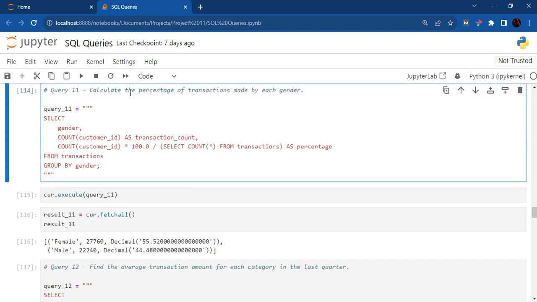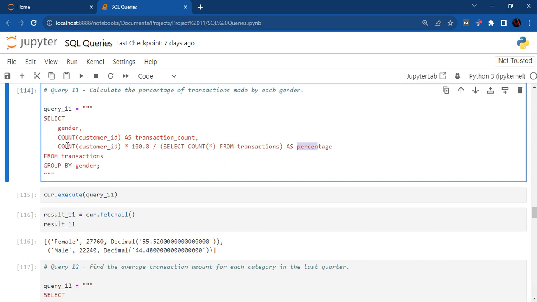Okay, the next one says calculate the percentage of transactions made by each gender. Now we have to select the gender. We count the customer ID as the transaction count, and then count the customer ID times 100. Now we're trying to get the percentage. When you're dealing with percentages, remember, you multiply by what? 100. Now we select the count from the transaction as the percentage.